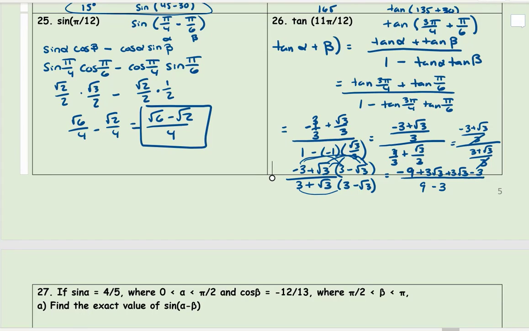We're almost done. So we have this -9 and we have this -3. That's going to give us -12. We have 3 root 3 plus 3 root 3. That actually gives us 6 root 3. And then 9 minus 3 is just going to be 6. Now, each of these terms here is divisible by 6, so we're just going to reduce it one last step. -12 divided by 6 is -2, and 6 root 3 divided by 6 is just root 3. So here is our final answer.